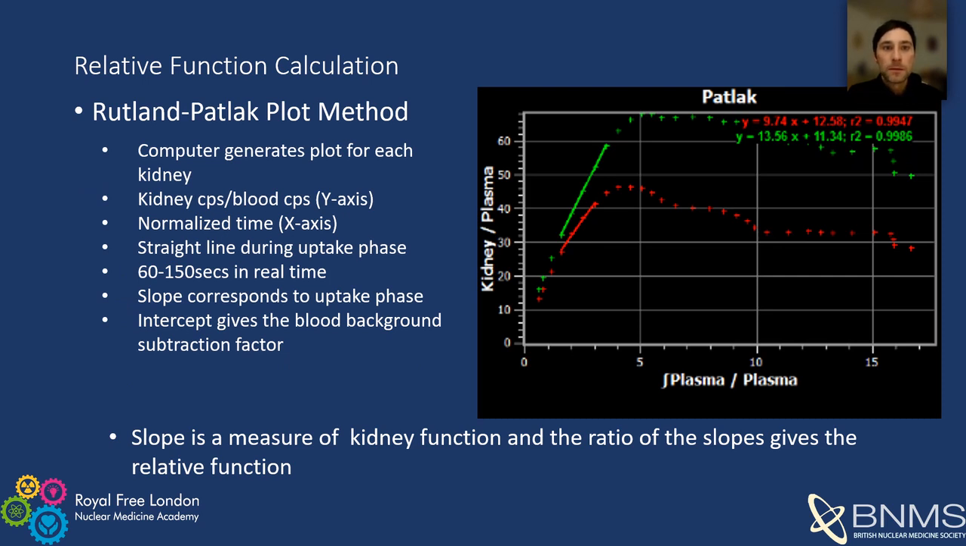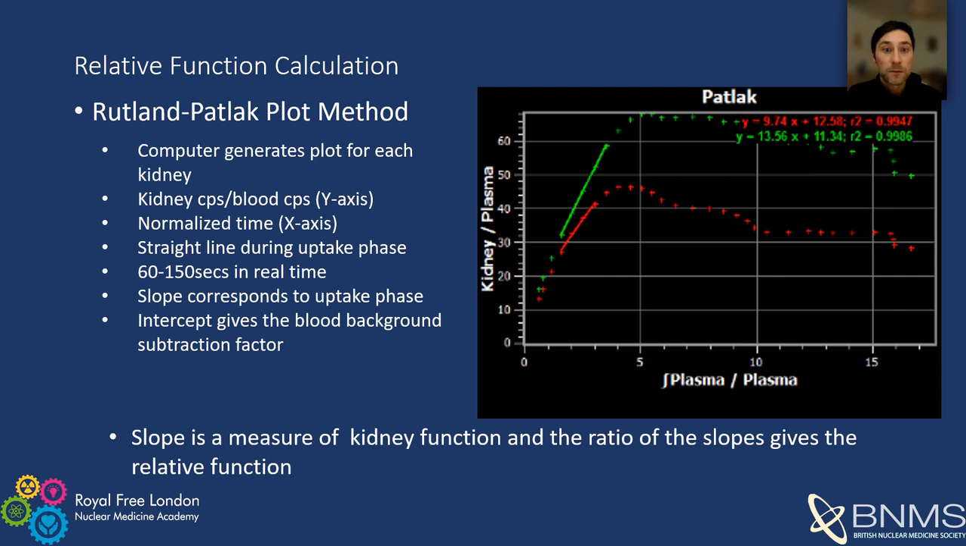The second method is the Rutland-Patlak method. The computer generates a plot for each kidney. This is the mathematical model that simulates what would happen if the blood activity were constant. On the x-axis is a normalized time, which is the ratio of the running sum of blood pool activity divided by the point-by-point blood pool activity. The y-axis is the kidney counts per second divided by the blood counts per second.